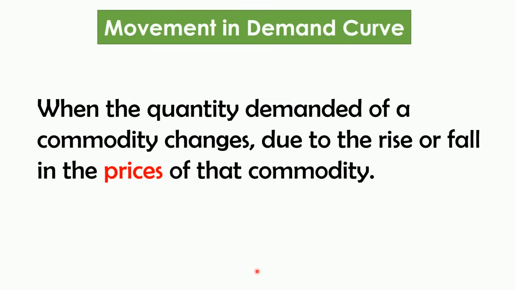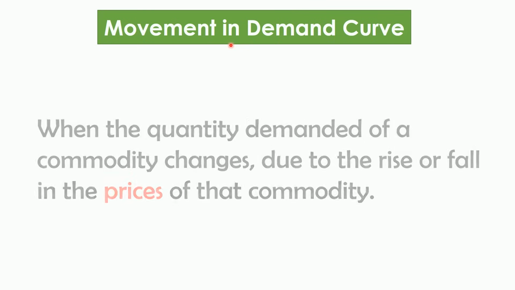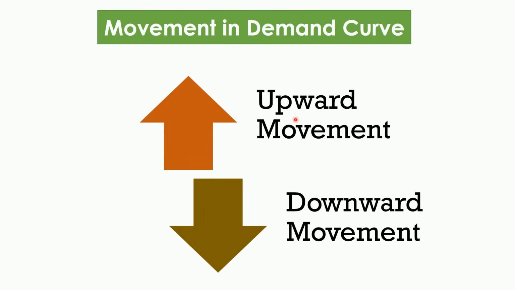So, what is movement in demand curve? If the quantity demanded of a commodity increases or decreases due to the rise or fall in the price of that commodity, there is a movement in demand curve. Now there are two types of movement in demand curve. First is upward movement, second is downward movement.